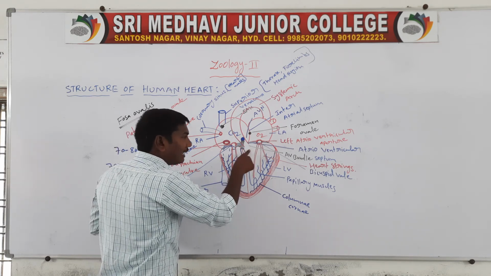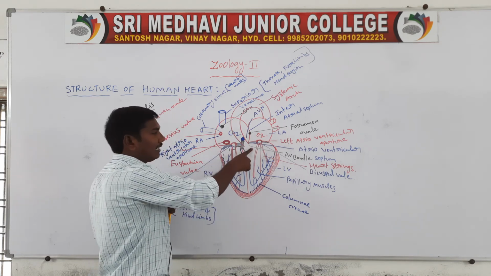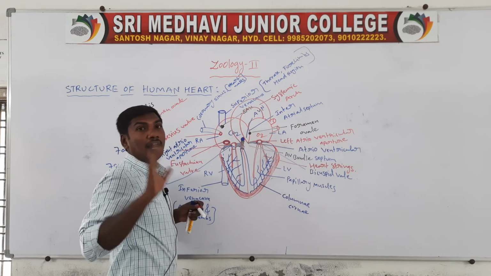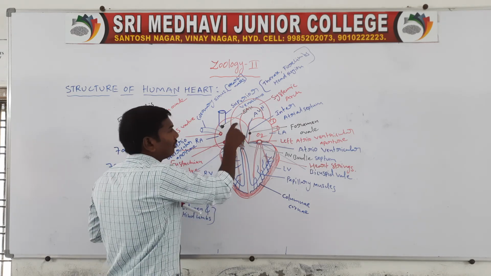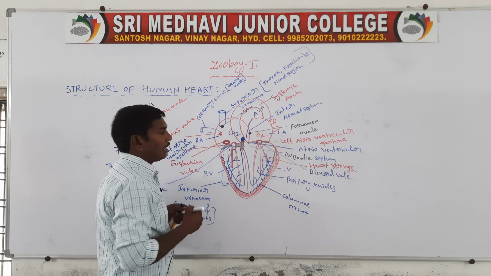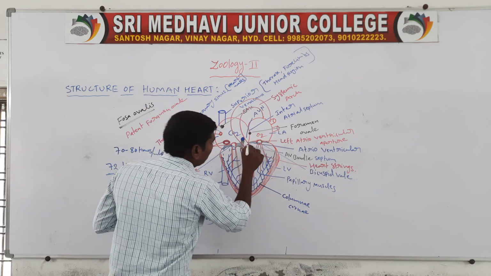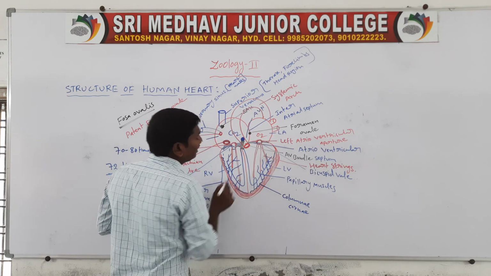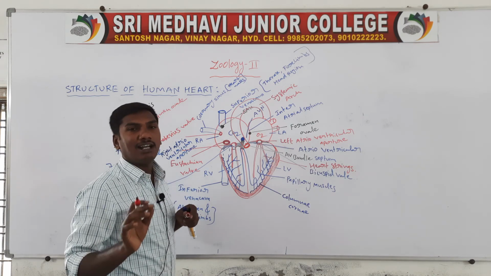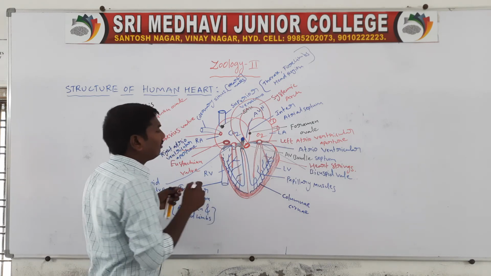It sends the oxygenated blood to all the body parts. Its opening region has a valve. This valve is called the aortic valve.